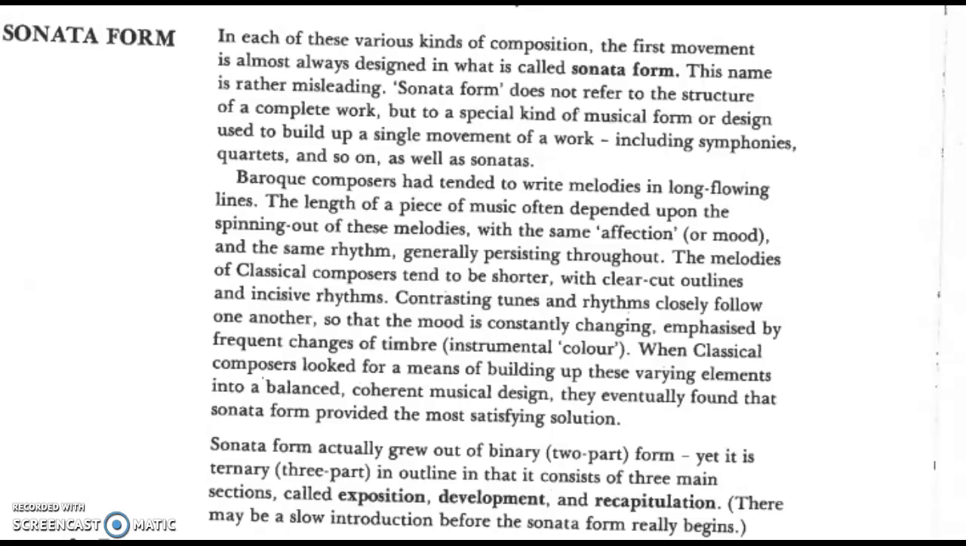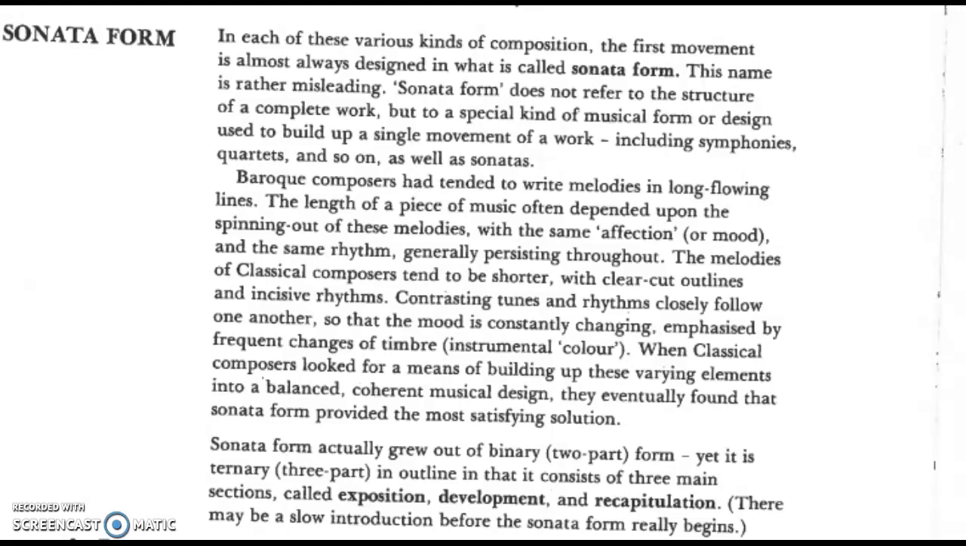Baroque composers had tended to write melodies in long flowing lines. The length of a piece of music often depended upon the spinning out of these melodies, with the same affection or mood, and the same rhythm, generally persisting throughout. So we had one mood, and one long, complicated rhythm, and the same melody that was developed in the Baroque. The melodies of the classical composers tend to be shorter, with clear-cut outlines and incisive rhythms. Contrasting tunes and rhythms closely followed one another, so that the mood is constantly changing, emphasized by frequent changes of timbre, instrumental color. That can also help you with your assignment 48. How they use the instruments.